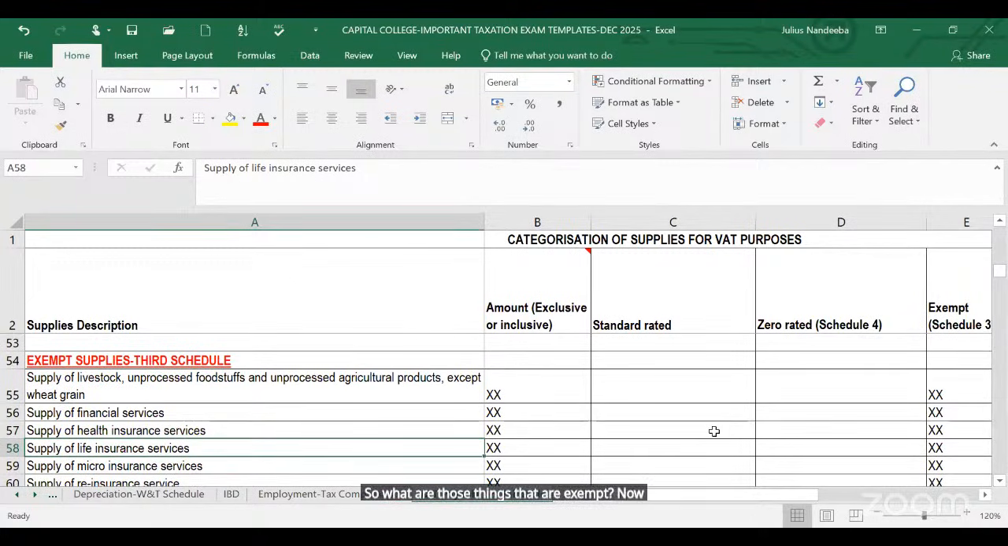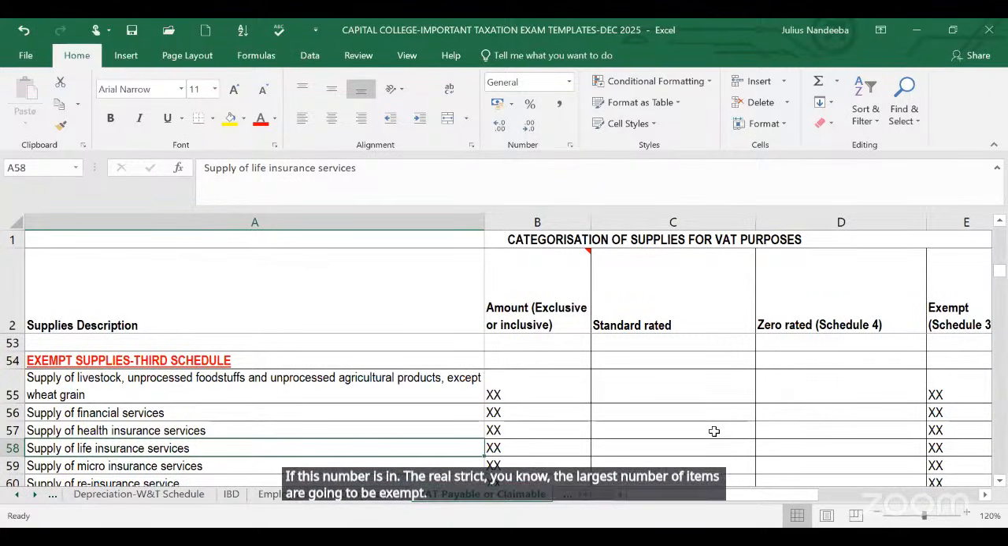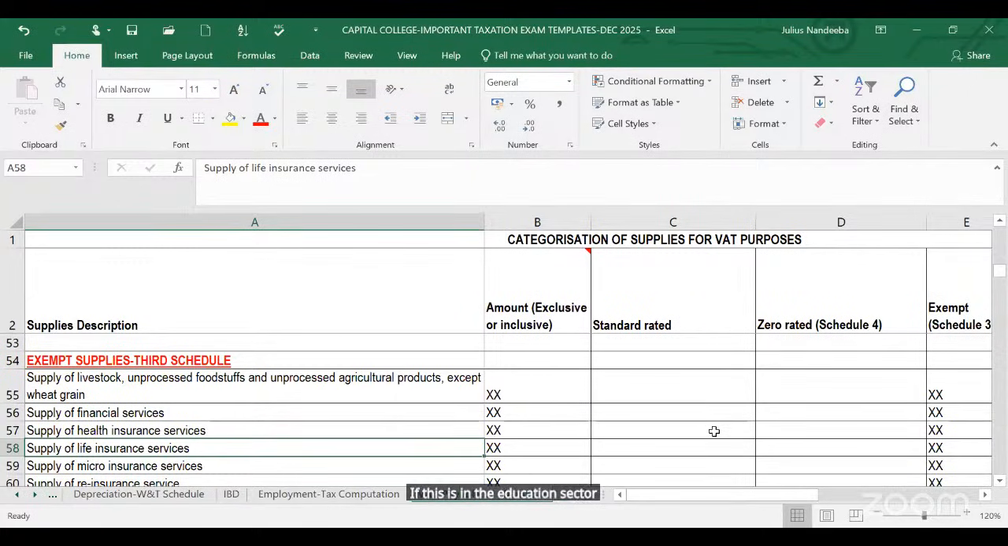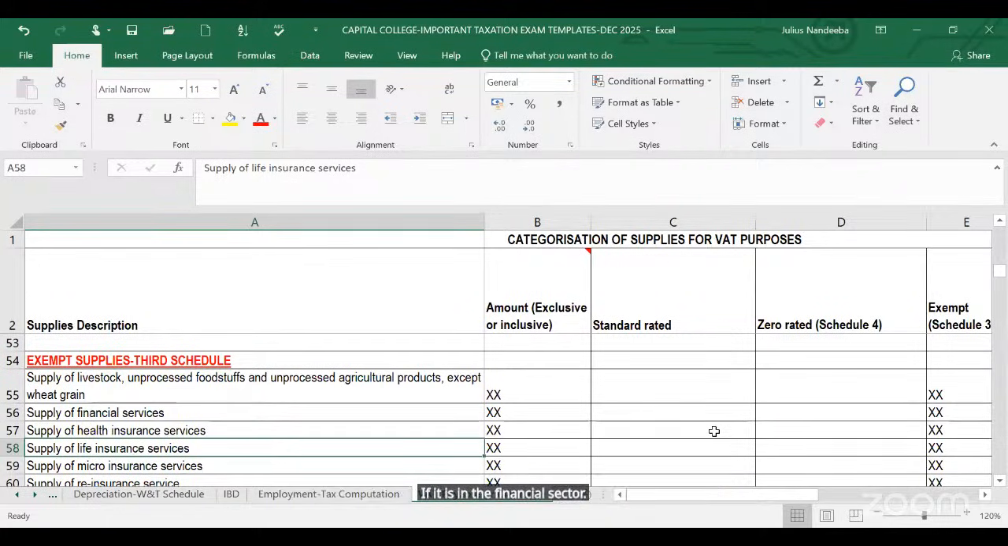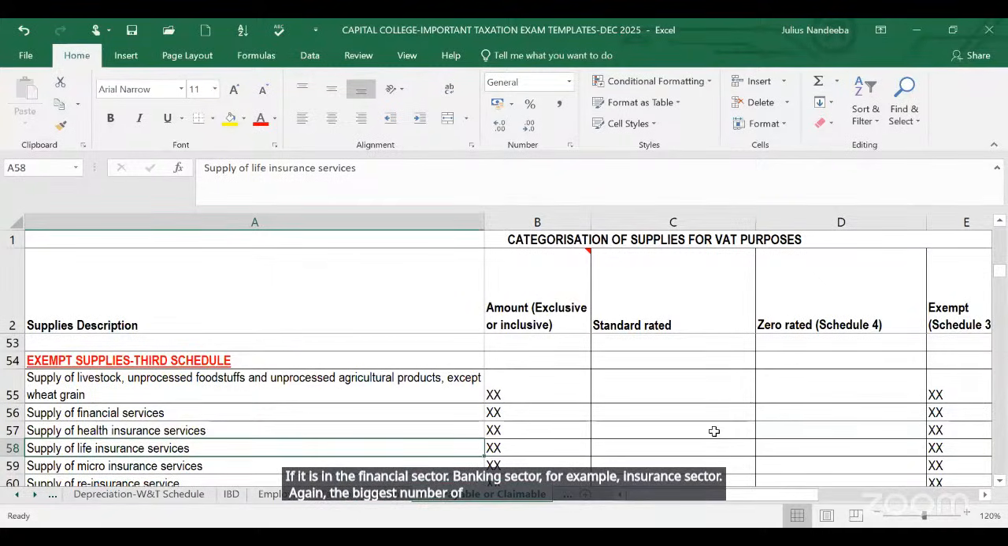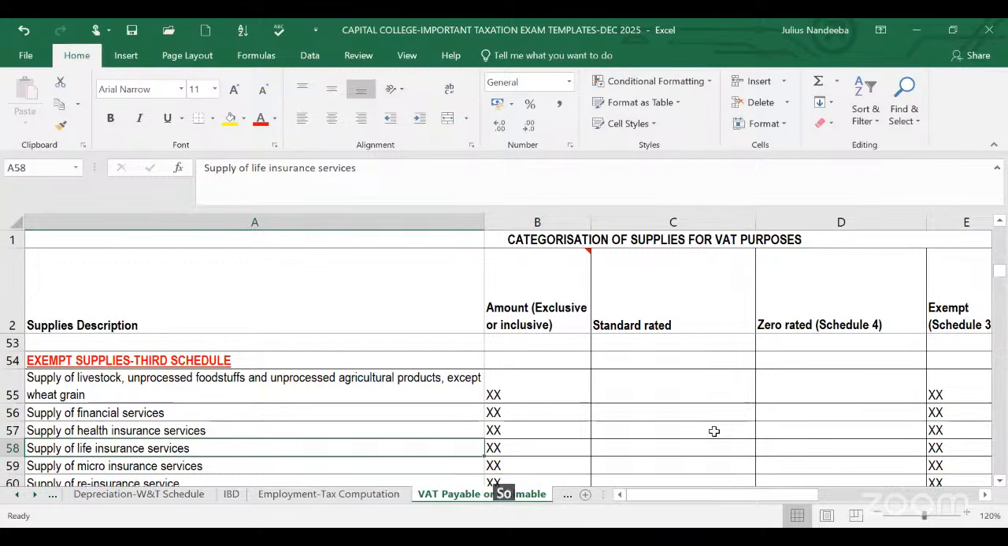Now, when you get an exam, first ask, what industry is this question in? If this question is in the health sector, you know the largest number of items are going to be exempt. If this is in the education sector, again, all the services in the education sector are likely to be exempt. If it is in the financial sector, banking sector, for example, or insurance sector, again, the biggest number of them are exempt. So once you know the industry, it is easier for you to guess right.